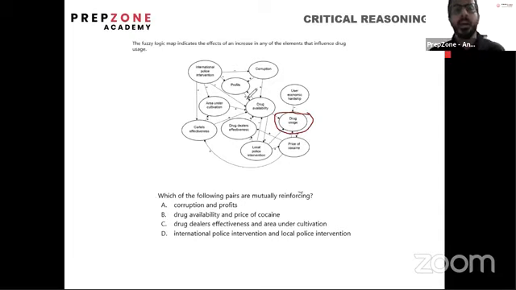So for example, international police intervention, if that increases, what will happen, right? If that increases, there will be a lesser effect. So there'll be less corruption. If police intervention increases, there'll be less profits. There'll be less drug availability in the market. There will be less area under cultivation, and there'll be less cartel effectiveness. Okay, so this is what the arrows mean.